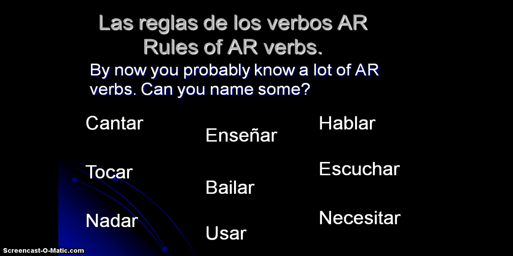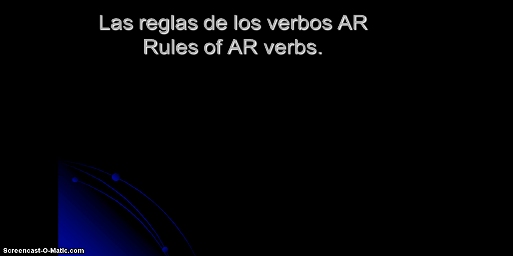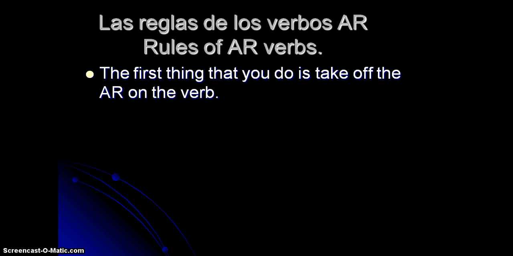So these are all words that end with AR. They are all AR verbs. Hence, they end with AR. So that's why they call them an AR verb and not like an O verb. Well, never mind. Anyways, here's the deal. The first thing that you need to do when we conjugate is take off the AR. And that AR is the ending.